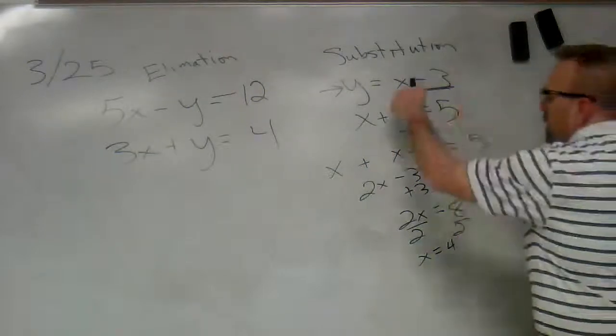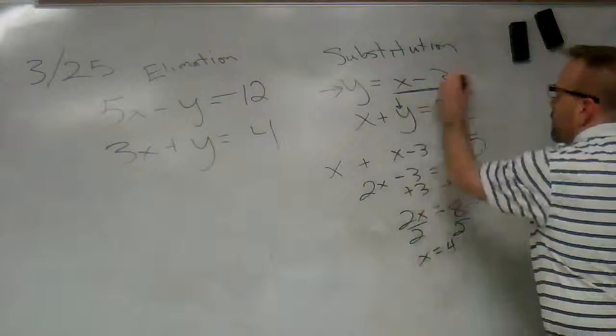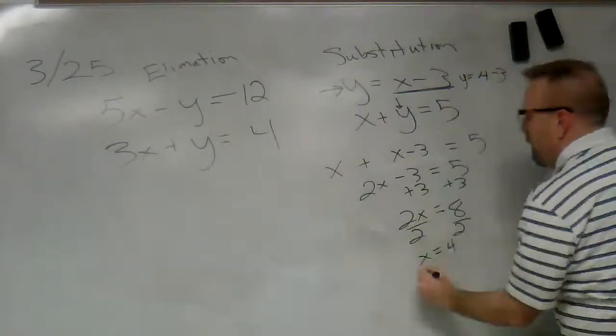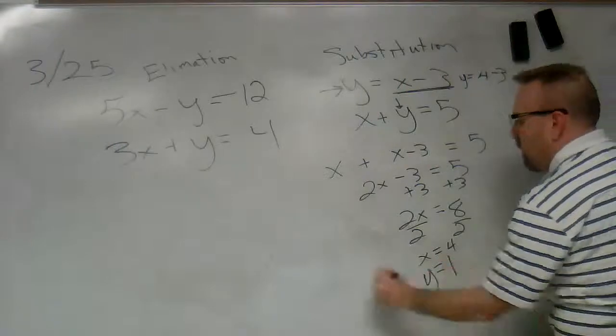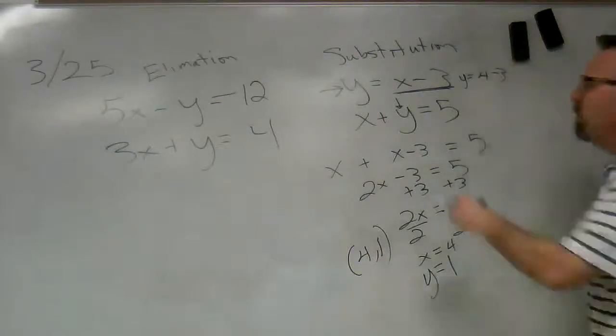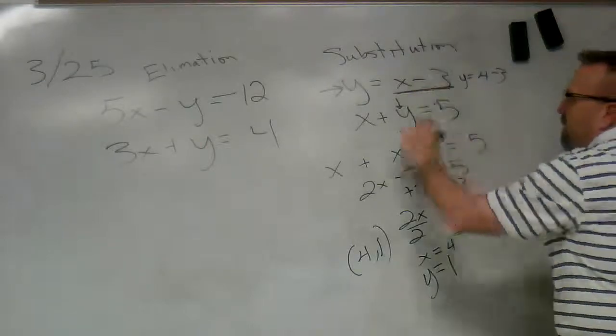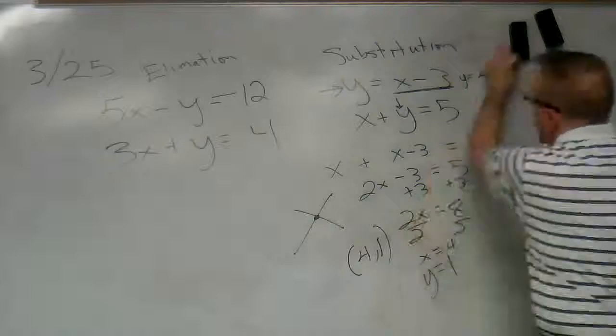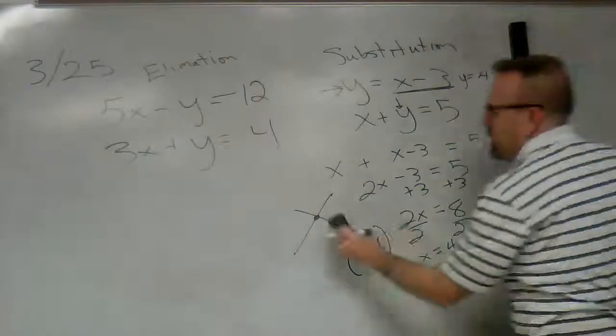To find what y equals, we're going to substitute in 4 minus 3. What is 4 minus 3? 1. So our ordered pair is 4, 1. Remember what this is: this is a line, and this is a line. We're trying to figure out where they cross on our graph, so that'll give us a point.